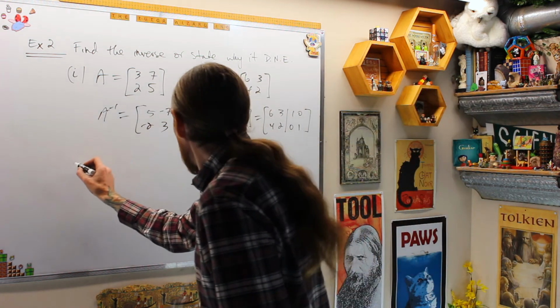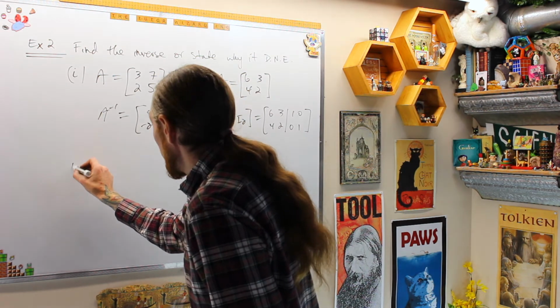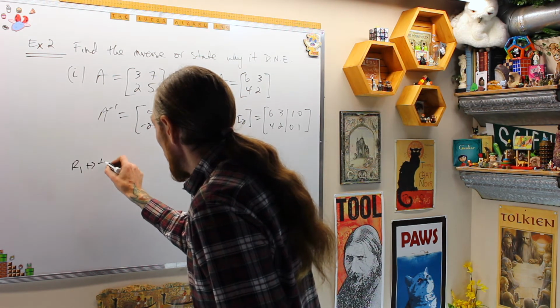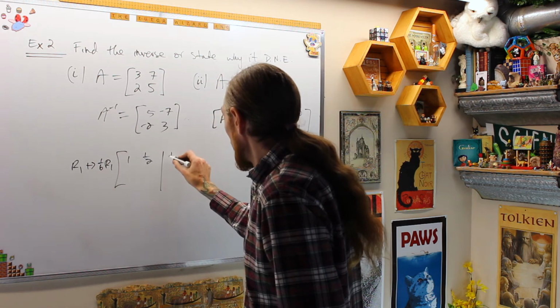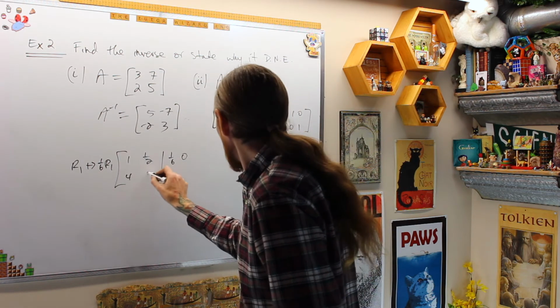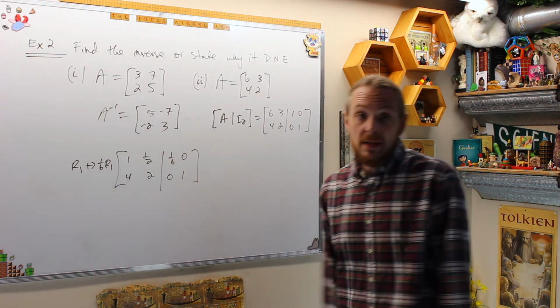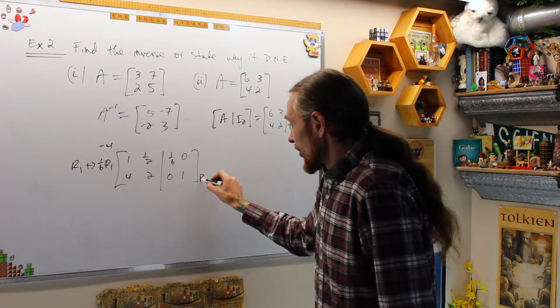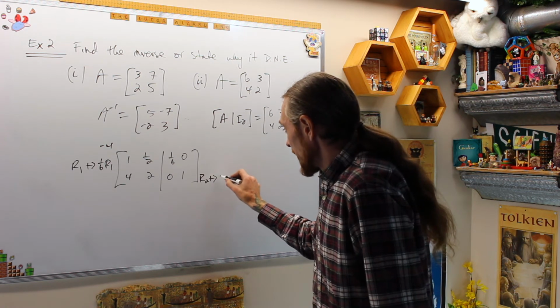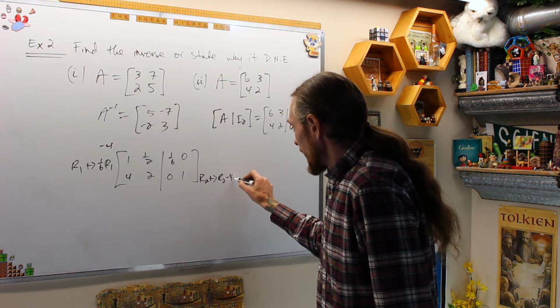What we're going to do from there is, I am going to do row 1 goes to 1 over 6 row 1. That's going to give us 1, 1 half, 1 sixth, 0, 4, 2, 0, 1. Then we want to multiply by negative 4 to get rid of this. So row 2 goes to row 2 minus 4 row 1.